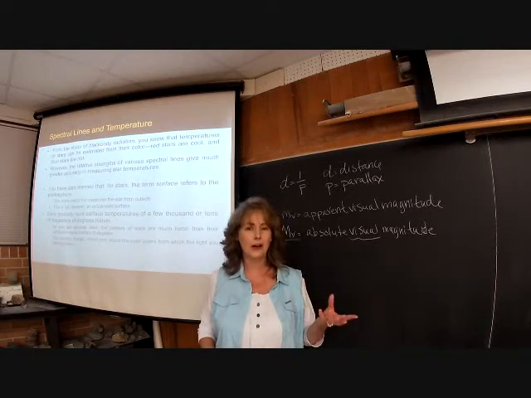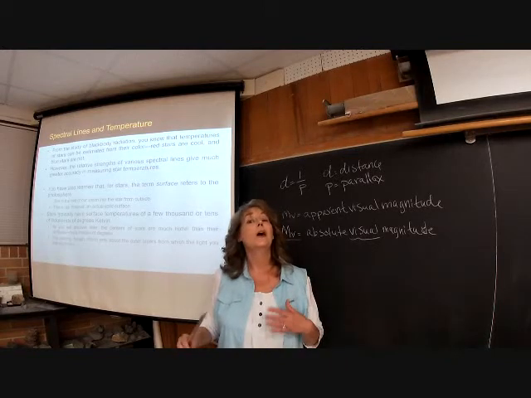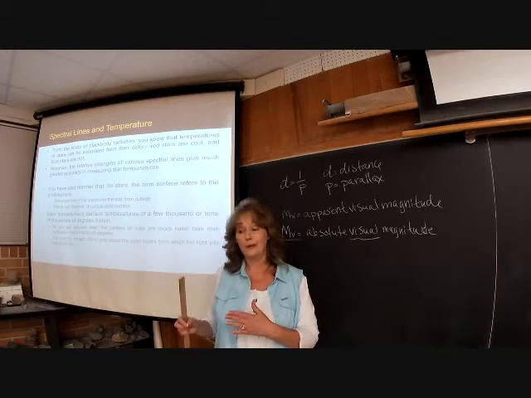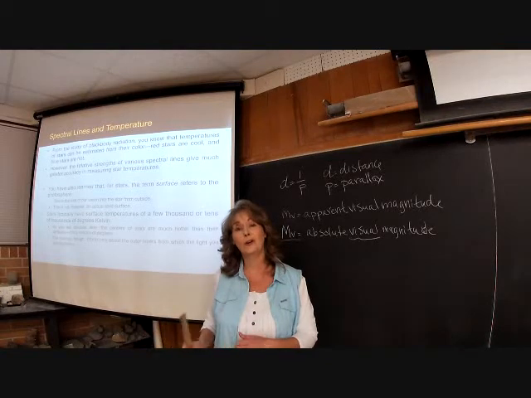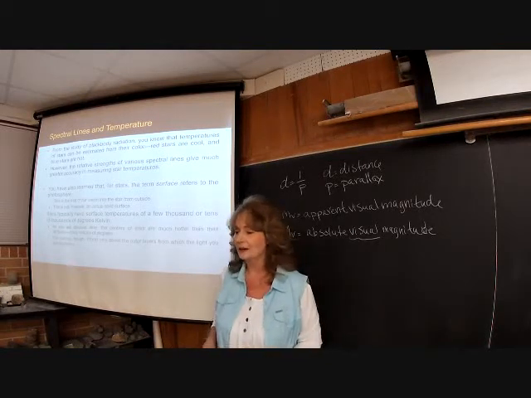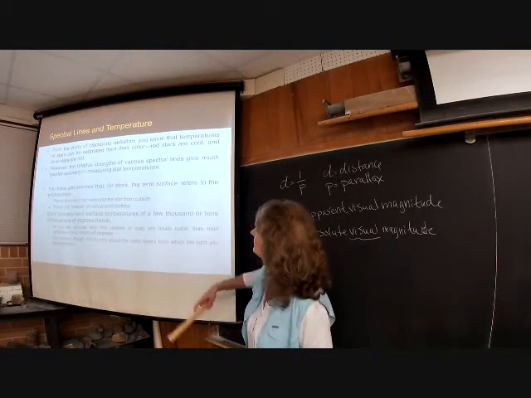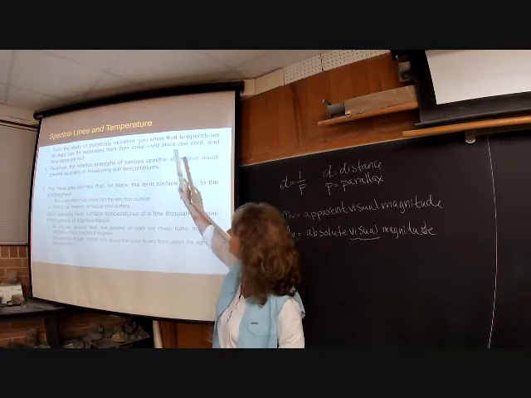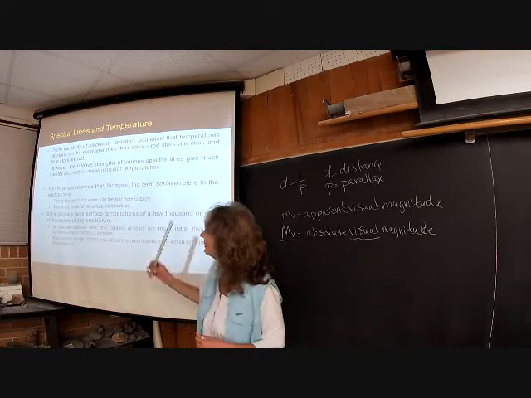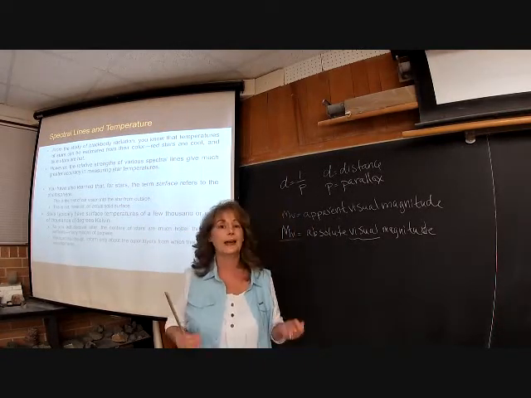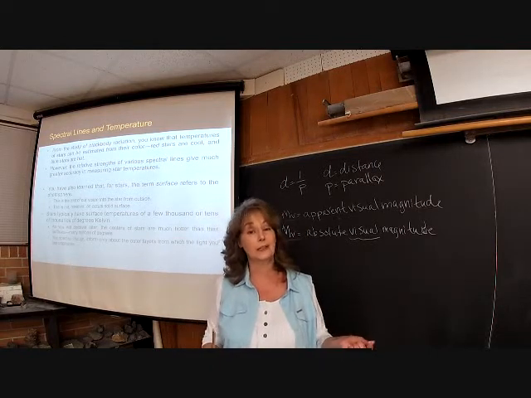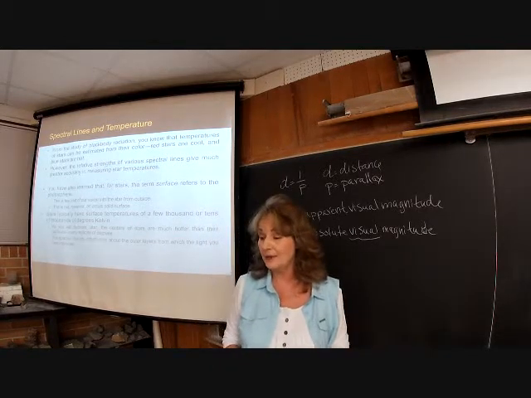So bluer stars are hotter, with shorter wavelengths. Cooler stars are red and have longer wavelengths. Red stars are cool and blue stars are hot. Okay, so spectral lines and temperatures: the spectral lines relate to the wavelengths that they're emitting at.